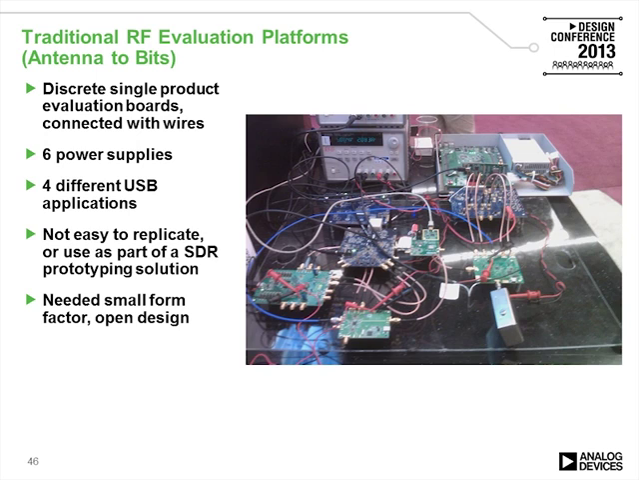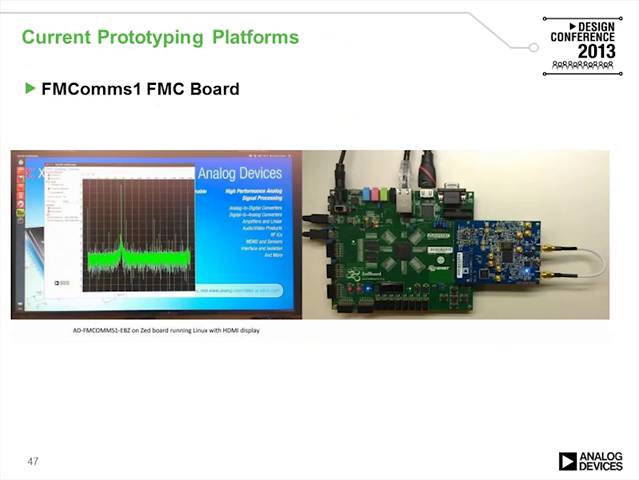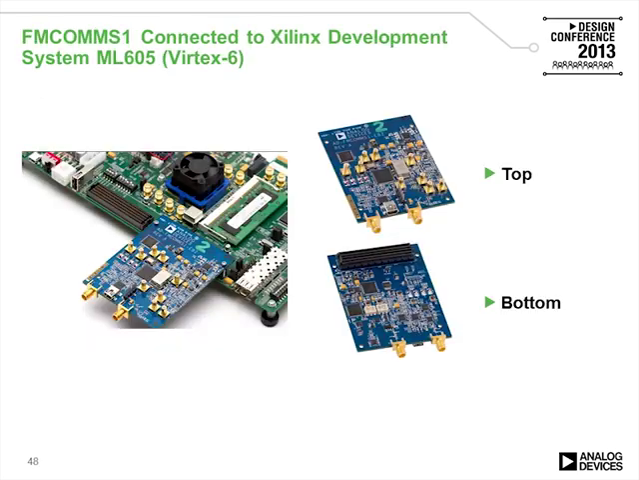So we needed kind of a small form factor open design. So we actually developed the FMC Comms 1 board, which plugs directly into a Xilinx platform. What we see here is the Avnet Z board connected up to the FMC Comms 1. So with that, you plug in HDMI, which is driven by the ADV7511, and that drives right out to the display. And then this is the GUI that you see, and you actually boot Linux on the system.